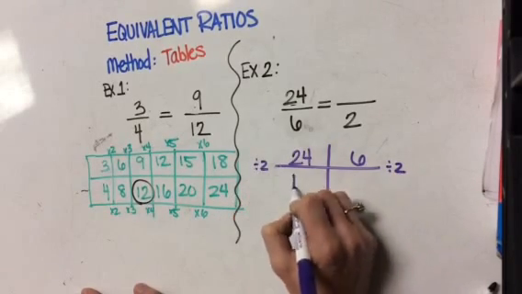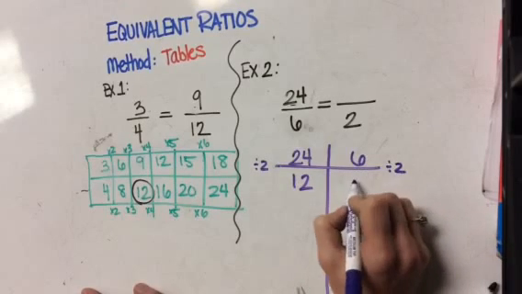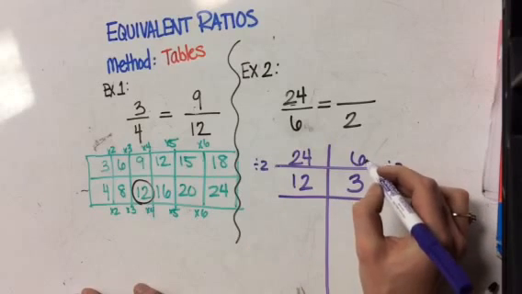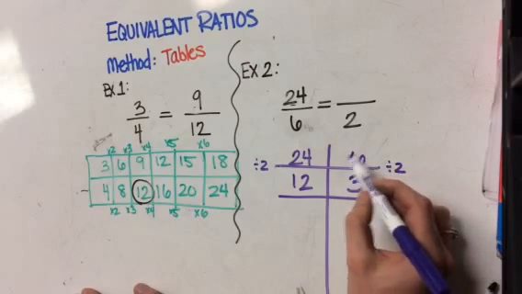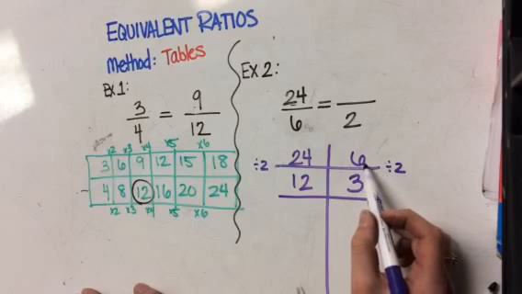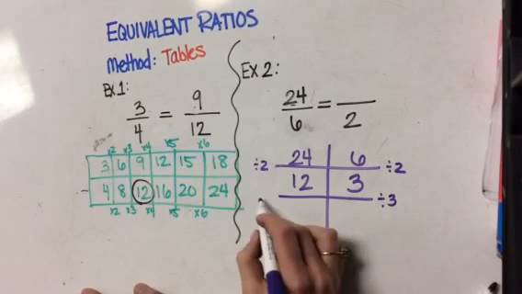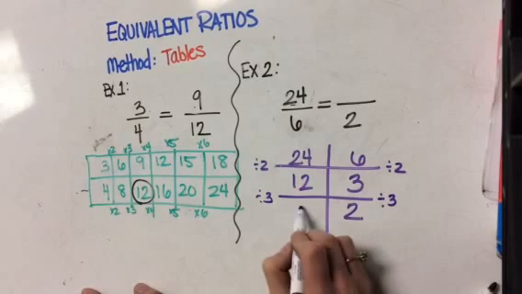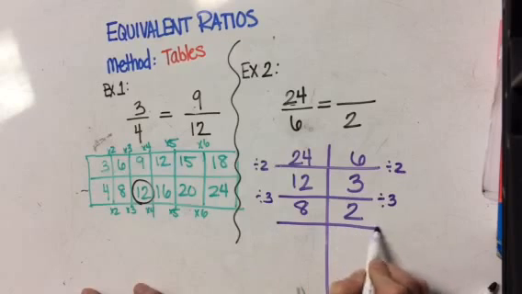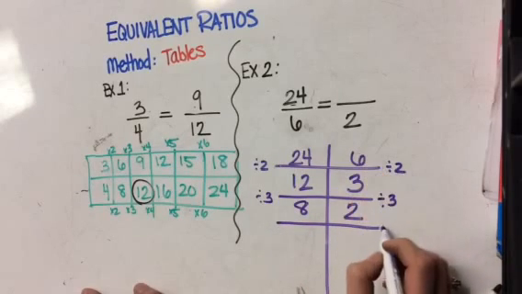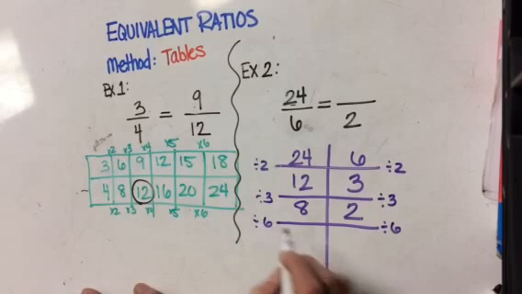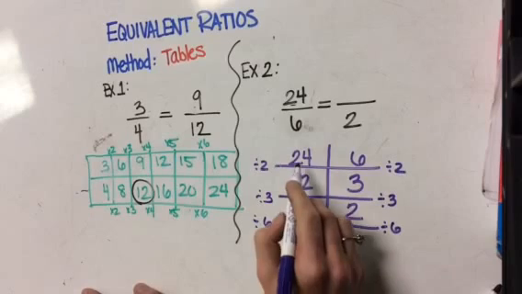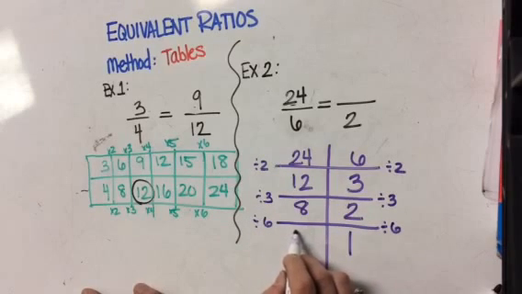24 divided by 2 is 12. 6 divided by 2 is 3. And I can keep going. Now I can do a couple more. What else would have gone into 6? 3 would have gone into 6, so I could have divided by 3. 6 divided by 3 is 2. 24 divided by 3 is 8, so that's another equivalent ratio. I also can divide by 6 because 6 is a common factor of 6 and 24. 6 divided by 6 would have been 1. 24 divided by 6 would have been 4.